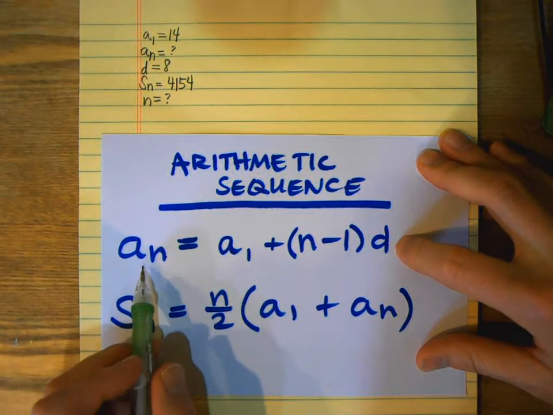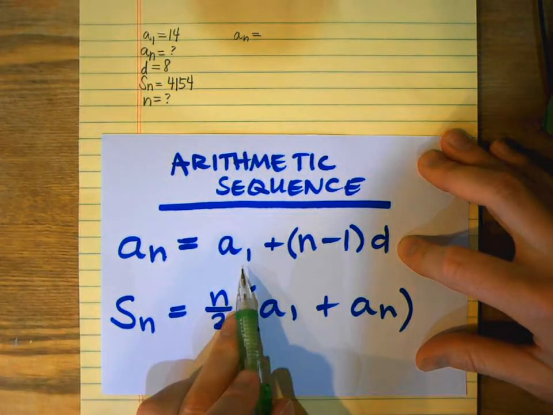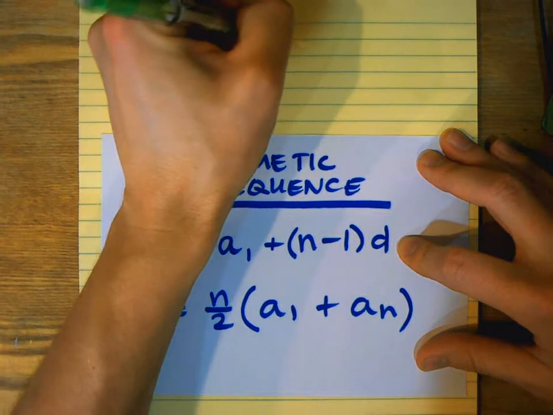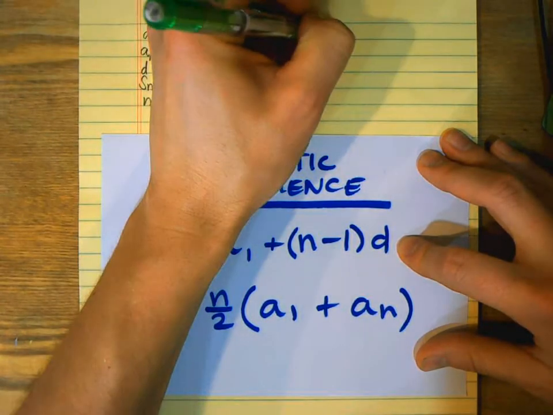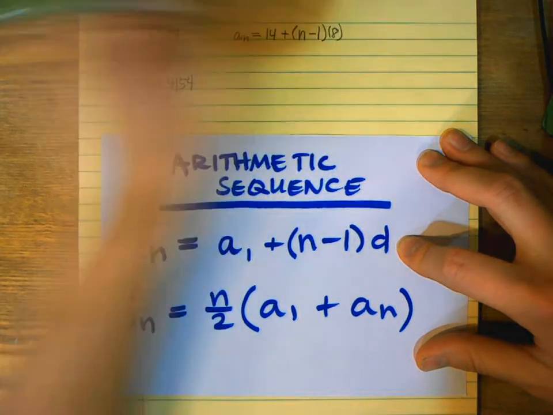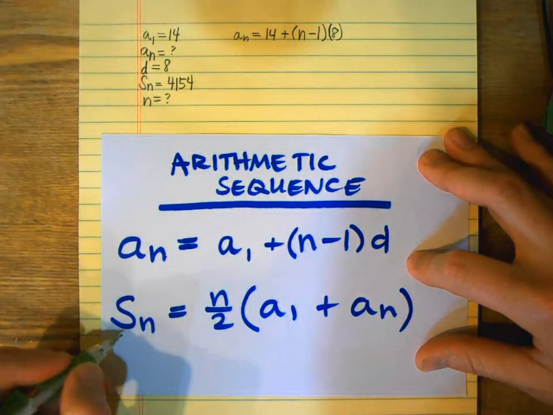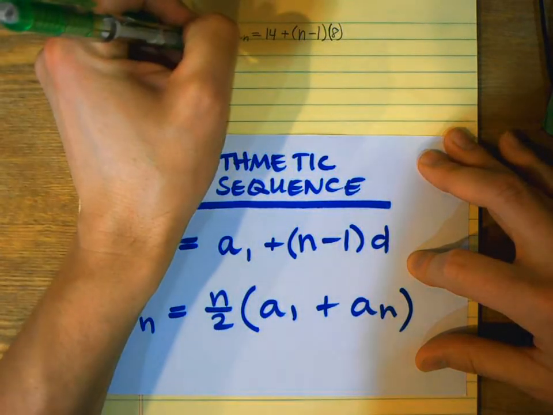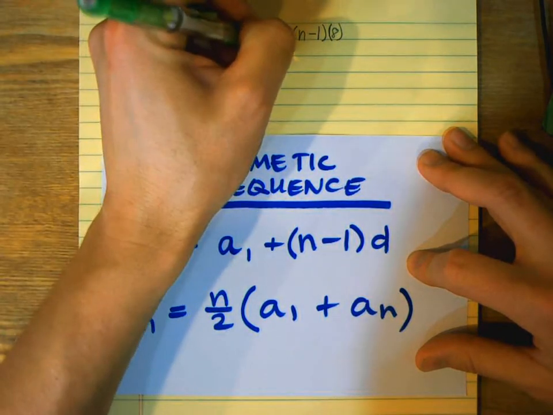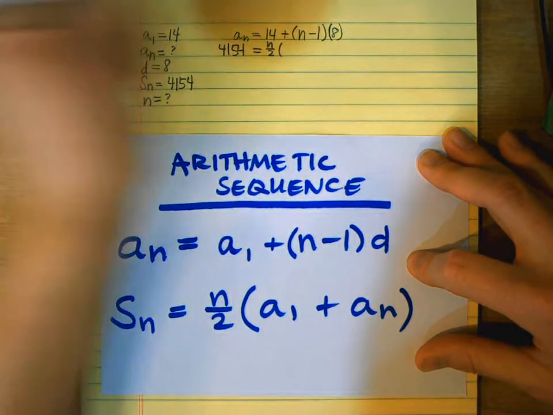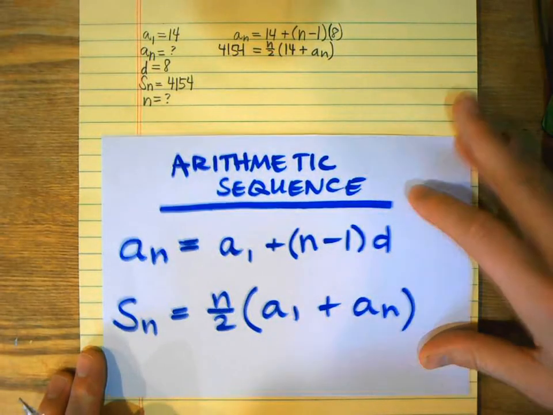So if I start with this first one, putting in everything I know, I don't know a sub n, but I do know that a sub 1 is 14, so I can substitute that in, plus n I'm not sure about, but d I know is 8. Then I can also do the same for the second equation. I know that s sub n is 4,154. I know no n right now, but I do know that a sub 1 is 14, and a sub n is unknown.